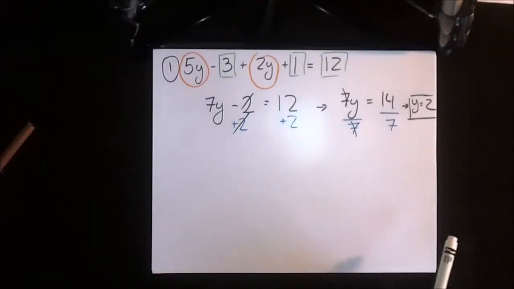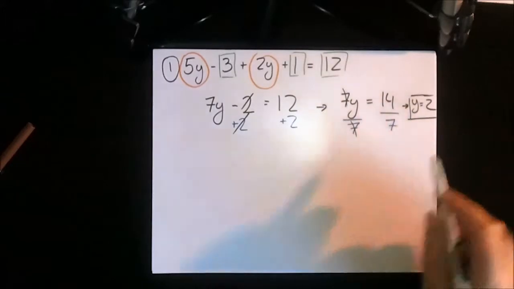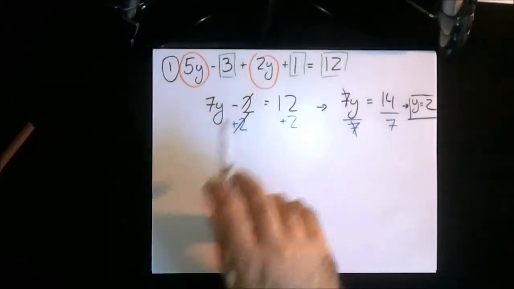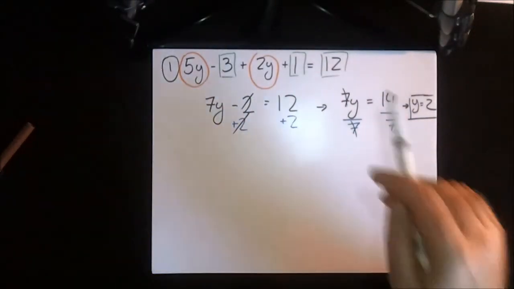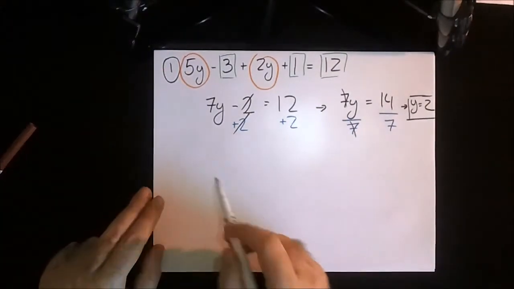And you can easily check to see if that is the correct answer by plugging in the solution 2 for the y here and here, crunch your numbers, and it should all end up being equal to 12. If it's not, something went wrong.